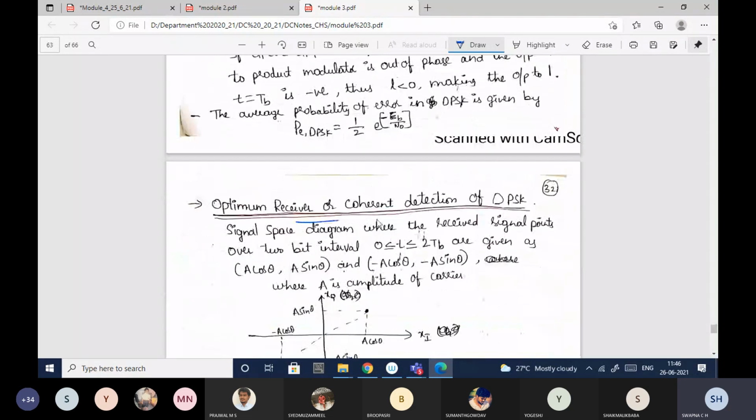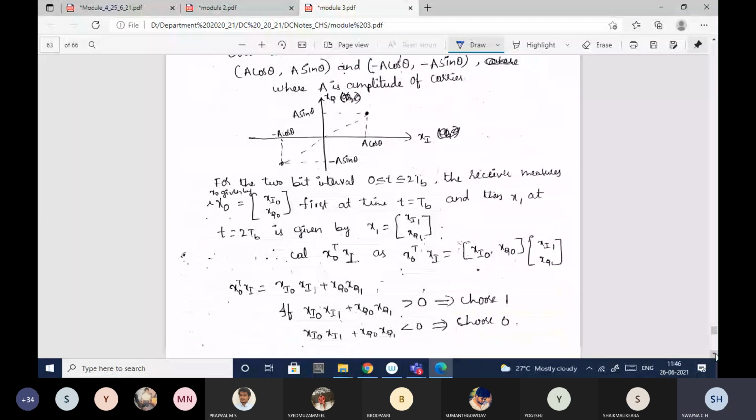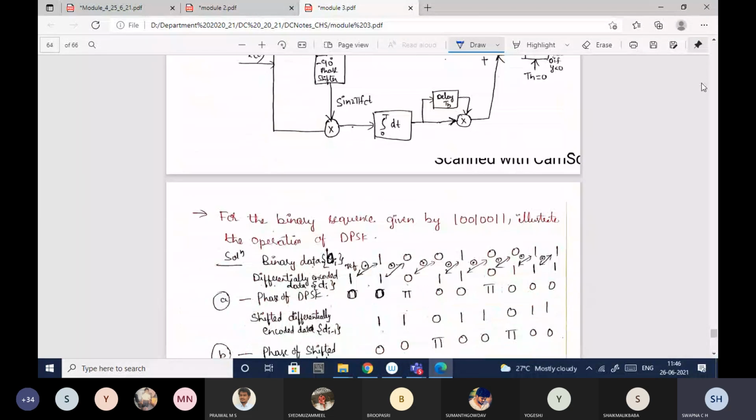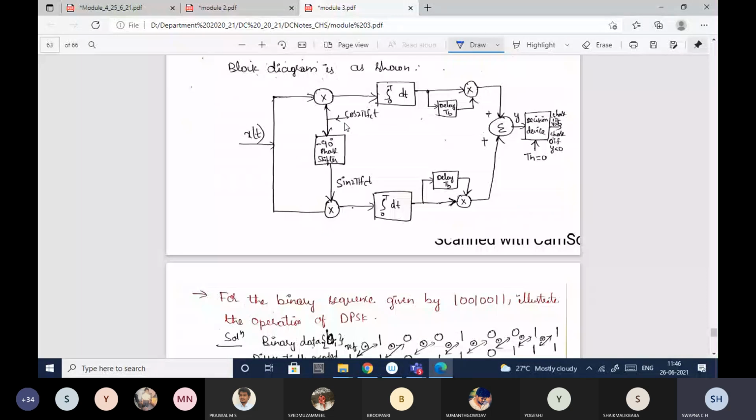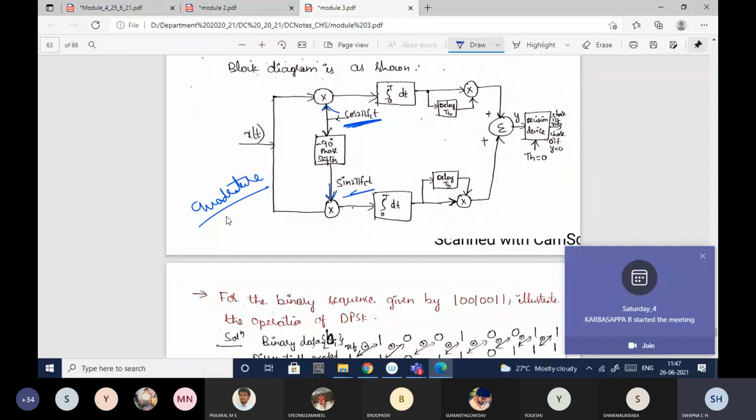Still you have one more topic: the optimal receiver, or coherent detection. As I was mentioning, for coherent detection you'll be using the same carrier. Here I have to give the carrier cos 2 pi fct, and here it is a quadrature receiver. How are we saying it is quadrature? I've already explained, but I'm repeating it once again. This is cos 2 pi fct, and this is sin 2 pi fct. Both have a 90 degree phase difference. So this is said to be the quadrature component, and this is said to be the in-phase component. So this is a quadrature receiver.